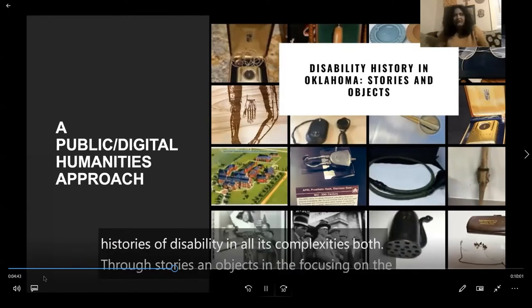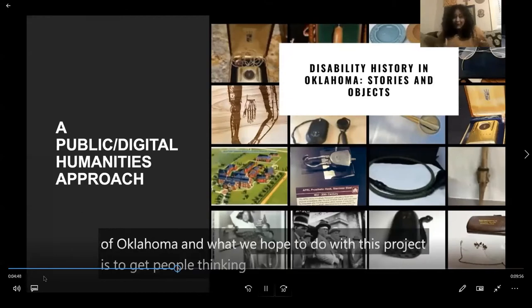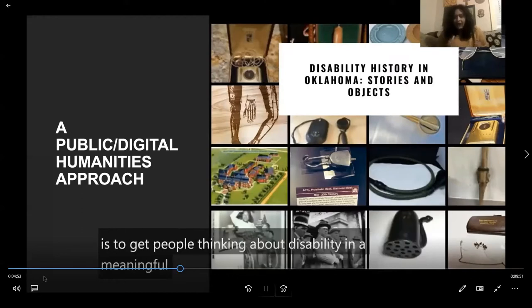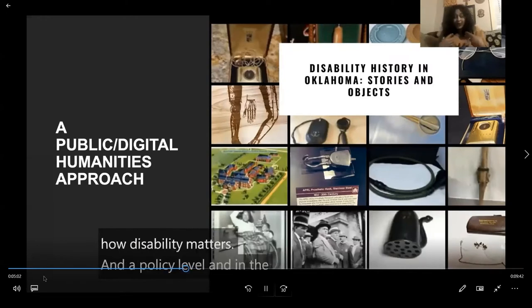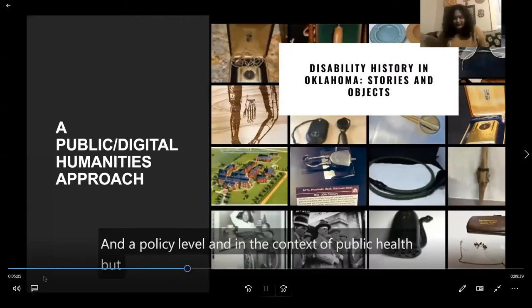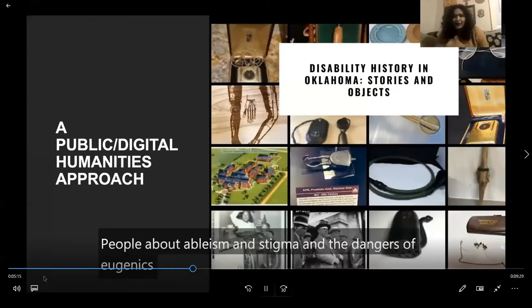And what we hope to do with this project is to get people thinking about disability in a meaningful sense, understanding both how disability matters on a policy level and in the context of public health, but also we hope to educate people about ableism and stigma and the dangers of eugenics, especially. So I'll give you a brief sense of what we've accomplished so far.